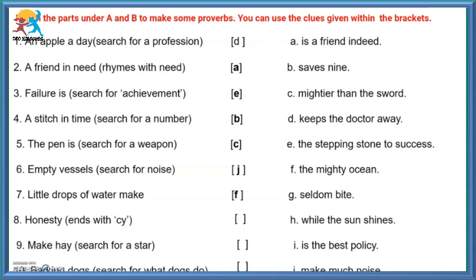The answer is F. Honesty ends with CY. Which word ends with CY? Yeah, it is policy. I. The answer is I, and the proverb is honesty is the best policy. Make hay. Search for a star. Star. Yeah, sun is also a star. You know that. Answer is H, and the proverb is make hay while the sun shines. Barking dogs. Search for what dogs do. Generally, dogs bark, but here bite is also given, so they also bite. And the proverb goes, barking dogs seldom bite. The answer is G. Have you enjoyed?